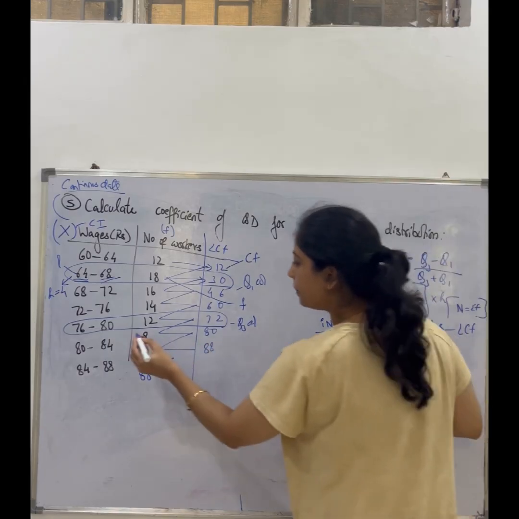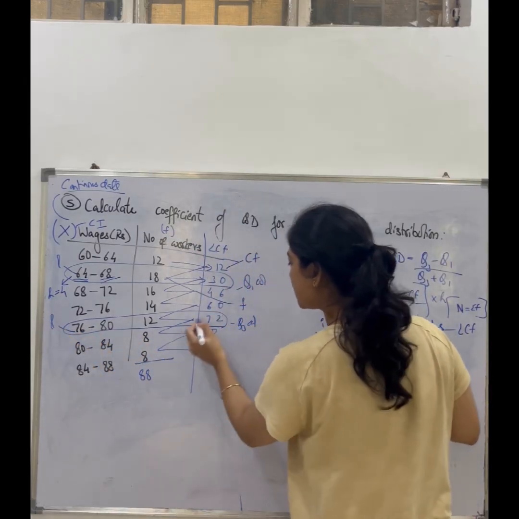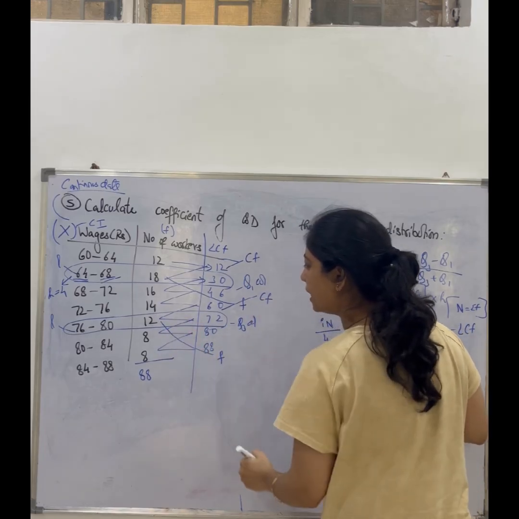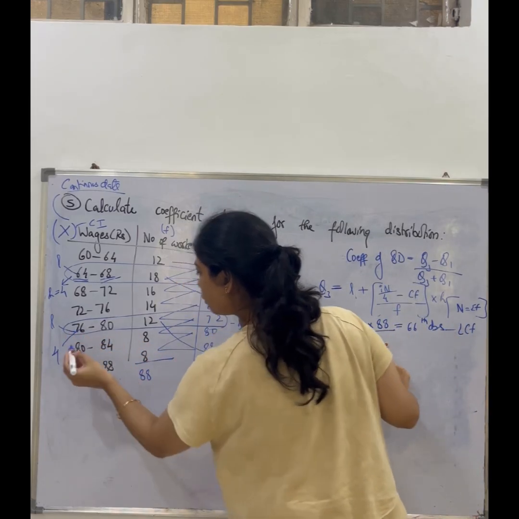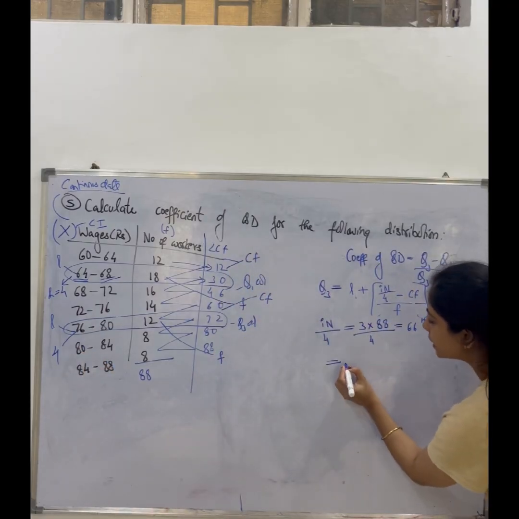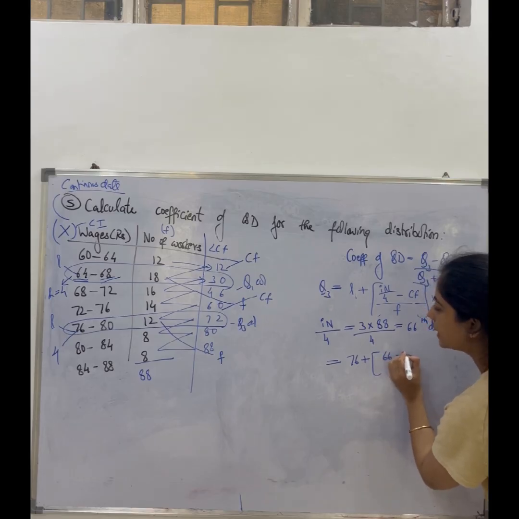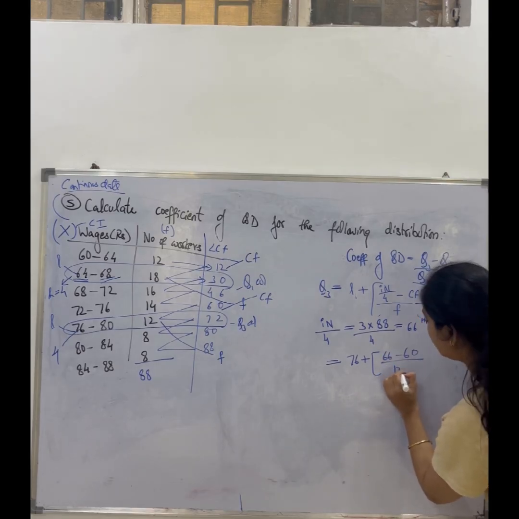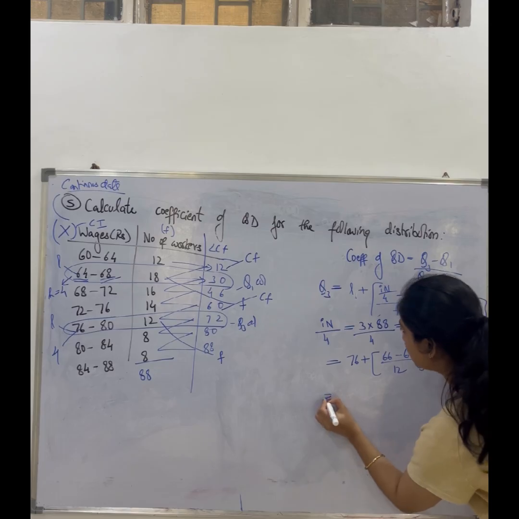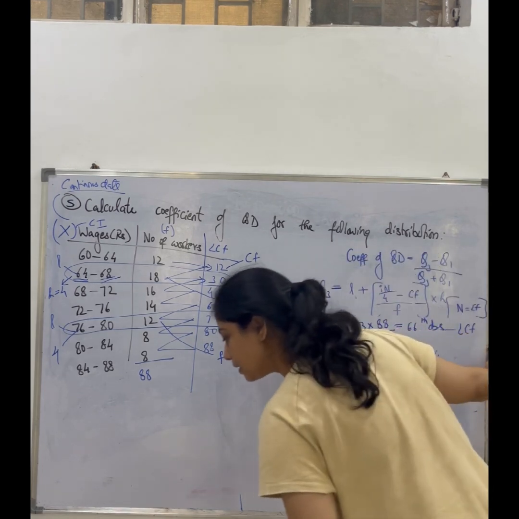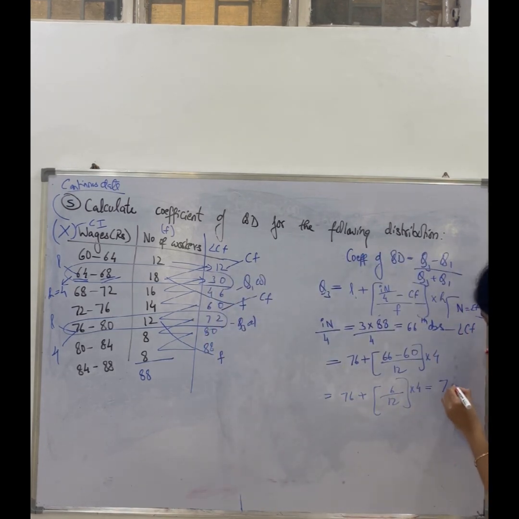So your lower limit again will become 76. Your CF will become 60. Frequency will become 12, and the difference is again 4. So 76 plus 66 minus 60 upon 12 into 4. So which is again 76 plus 6 by 12 into 4, and your answer is 78 rupees. Since units are mentioned.